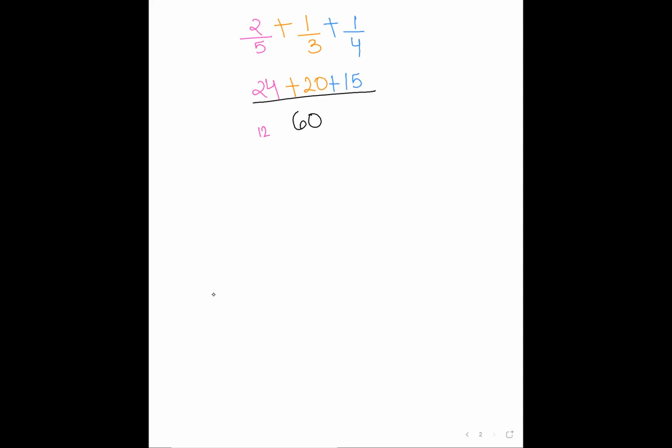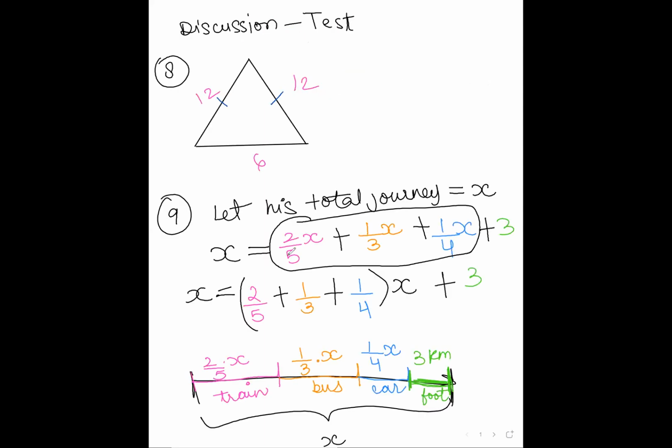So then add them all up. It will be 59 by 60. So basically what we are saying is, what is 59 by 60? This part. This part is 59 by 60.